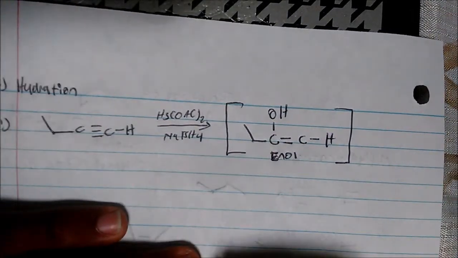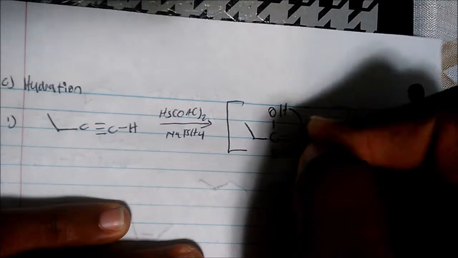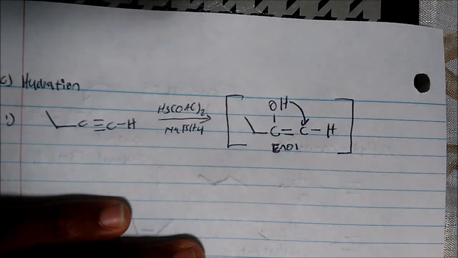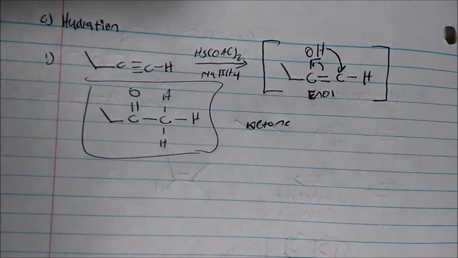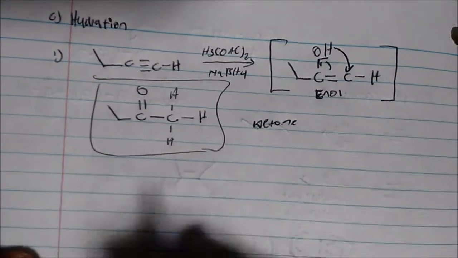What happens in the reaction is that the ketone form is much more stable. So this hydrogen from the oxygen comes and rotates around that carbon, and the double bond pushes up. So the actual product you'll get looks like this, with the extra two H's, and this will be the product. Now this is a ketone. So whenever you're adding water to alkynes, it will give you ketones when you use mercury acetate in the presence of sodium borohydride.